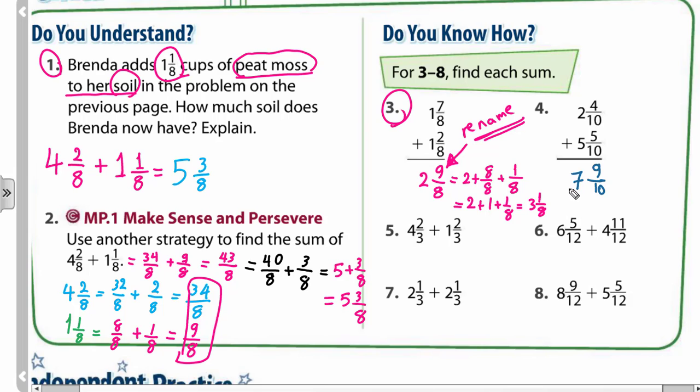No, because 9/10 is less than 10/10. 10/10 is the whole one. So we don't need to rename. So that's all to do with question number 4. Thank you, Abdullah. And let's move to the next question.